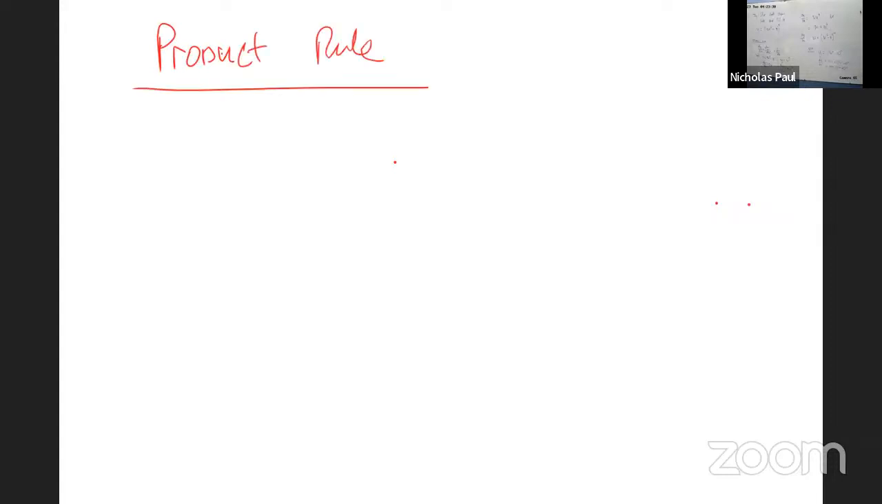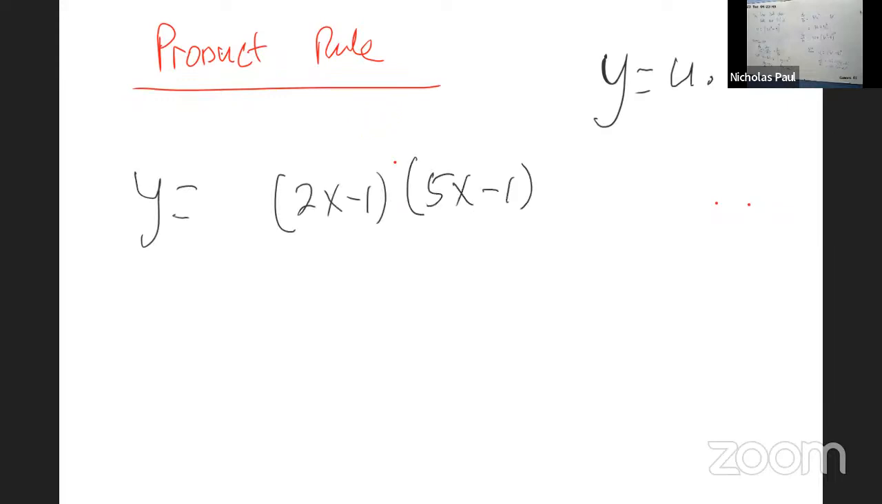All right, so watch this here. Sometimes you're going to end up with something looking like this: y is equal to u multiplied by v. So you're going to get two products. It will look like this: y is equal to (2x minus 1)(5x minus 1) to the power of 4. You don't want to have to multiply this out.